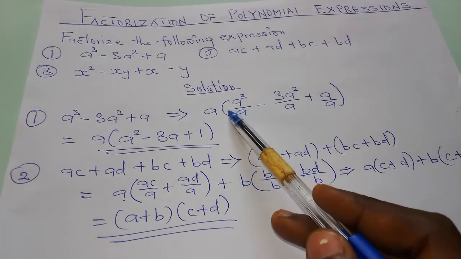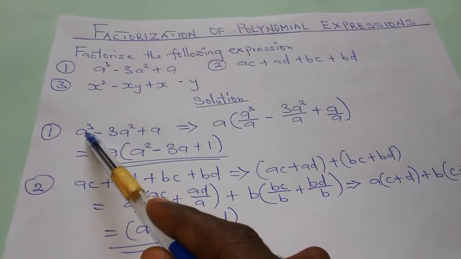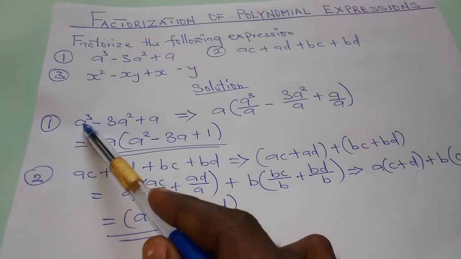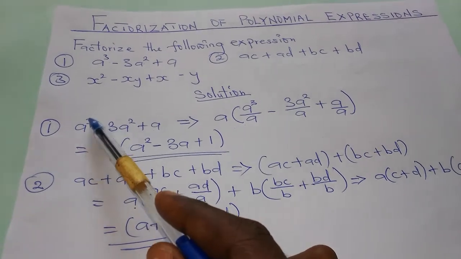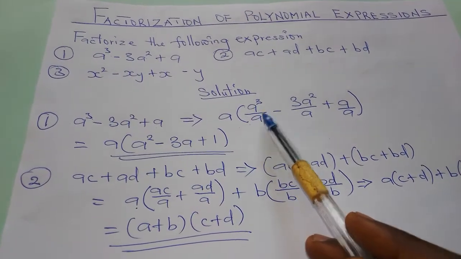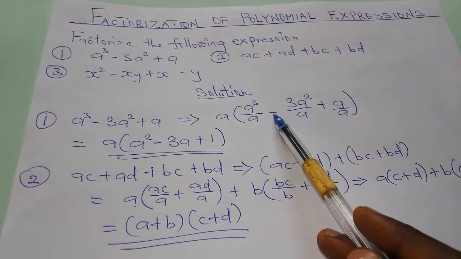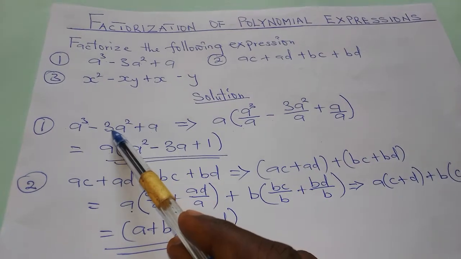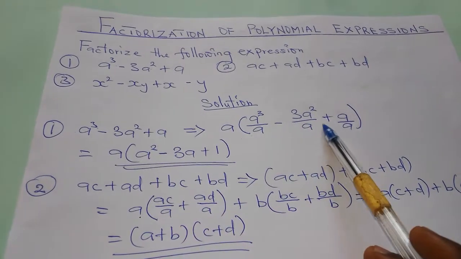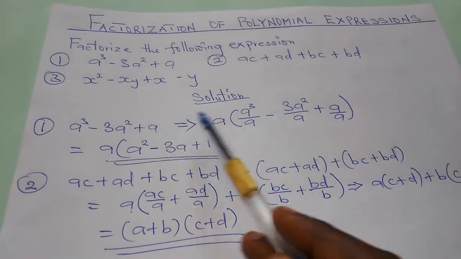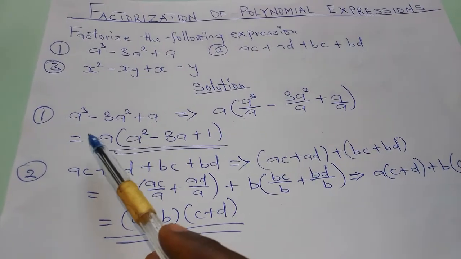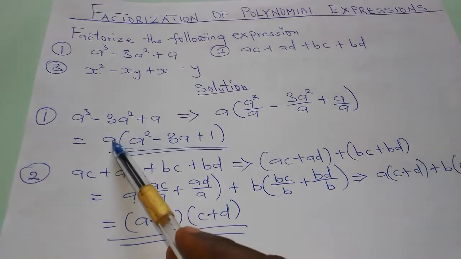So open a bracket. Now we are going to divide each of these terms by the common factor that we have gotten. So we are going to divide a raised to power 3 by the common factor, a raised to power 3 divided by a. Bring down this your minus here. Now divide 3a raised to power 2 by a. Bring down this your plus here. Divide a by a.